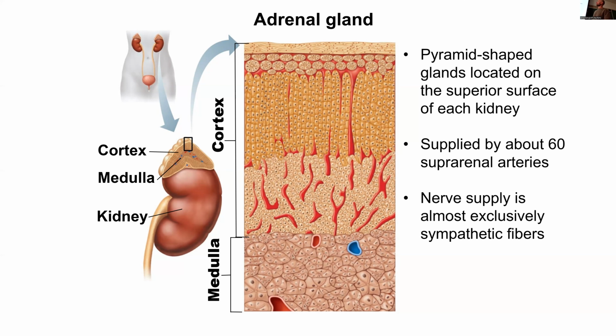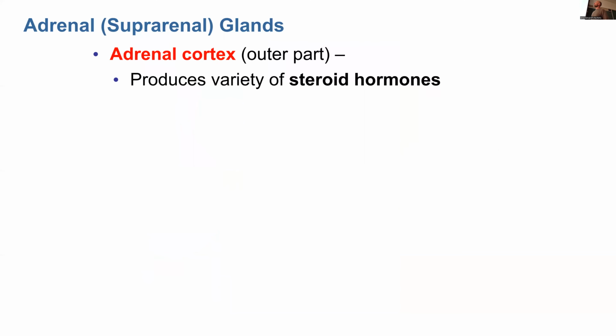I want to talk about the outside first. And this part of the adrenal gland produces a variety of steroid hormones. Now, steroid hormones are notable because they are lipid soluble. This is important. I don't think I have this on the slide. They are lipid soluble, which means they're hydrophobic.